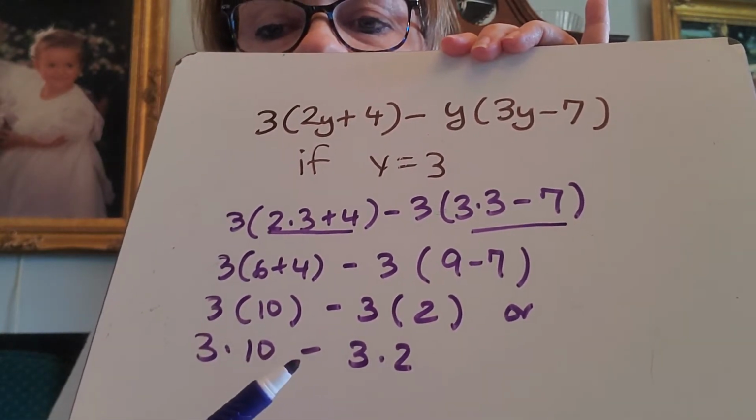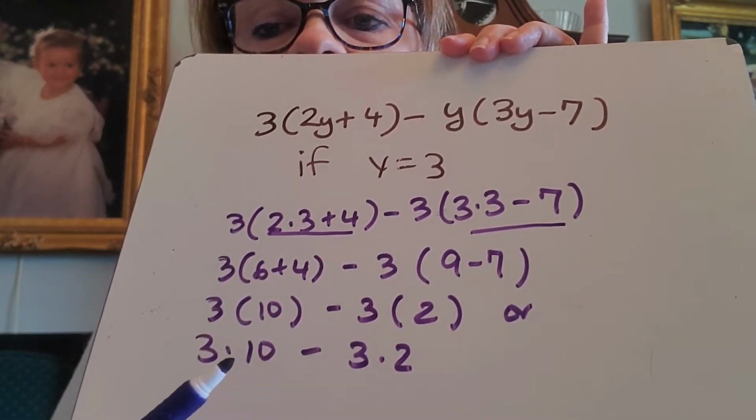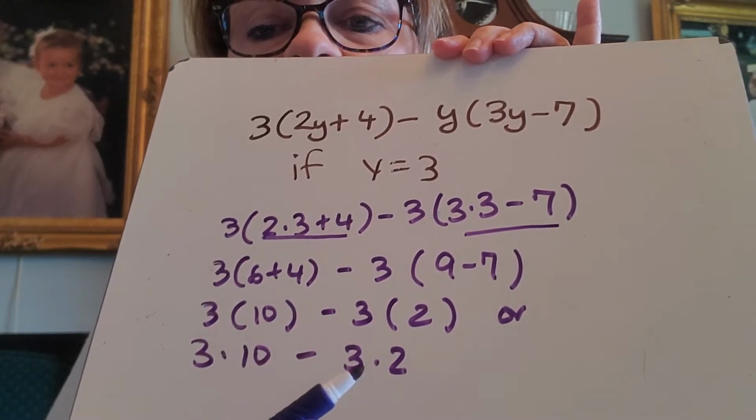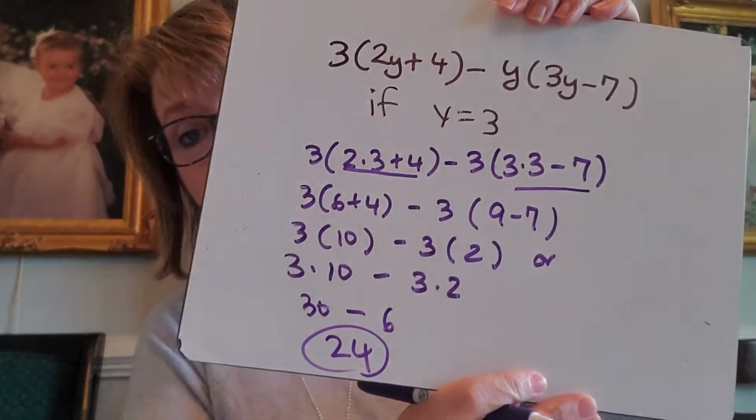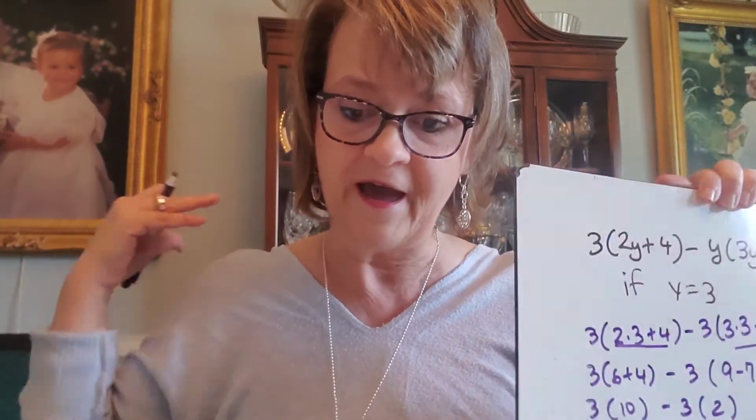Now, remember, subtract comes last in order of operations. So make sure you multiply here and here, and then subtract last. Go ahead and get your answer. I'm going to show you. If you got 24, give yourself a pat on the back. Because 30 minus 6 is 24.